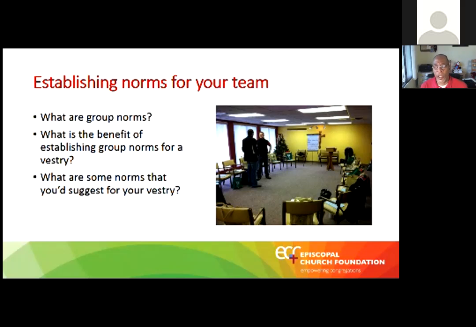Another area that we delve into during our time together is discussing team norms. And we take you through a complete opportunity to work through these norms among your group, talking about what those norms are, why we have norms, and how we can use these in an effective way to manage our organization and to manage our vestry teams and our groups.